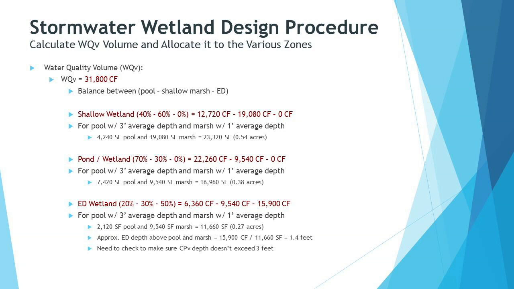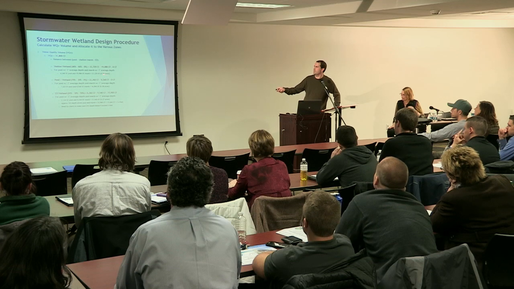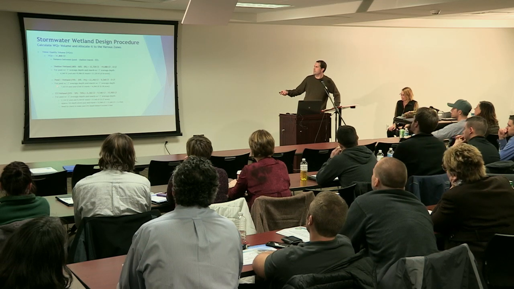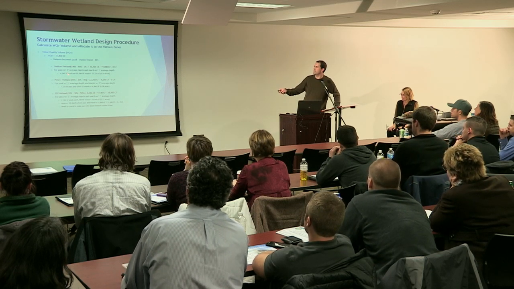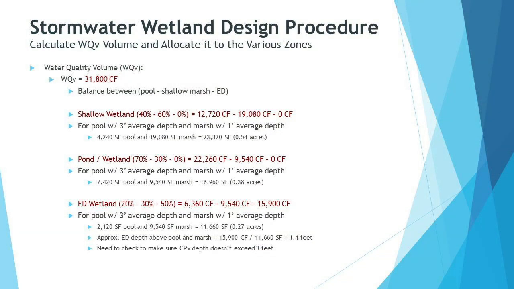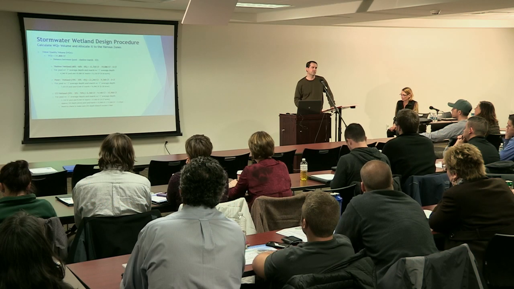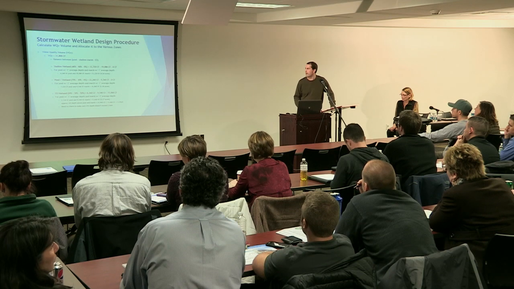All right, well, if I do all the math, I figure out that I need about a half acre wetland. I have about this much area at 3 feet deep, and this much area at 1 foot deep, so I can get that much storage. And then the same thing with the other systems. Pond wetlands, the ratio is a little different, it's 70-30. With extended detention, you're actually doing some of that extended detention in the storage above the water surface, so you assign some of it there. So it's the smallest of the three options. So you pick the one that works best for your site and go with it that way.